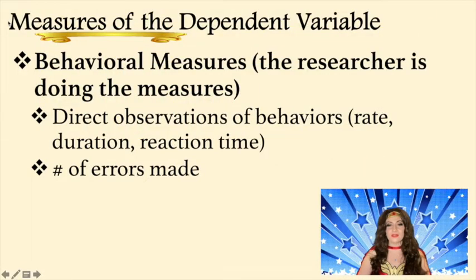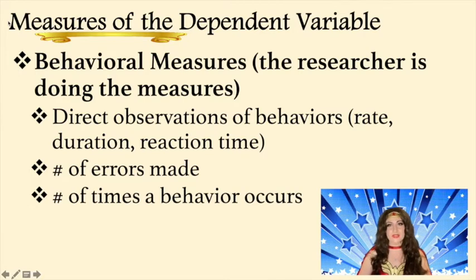Reaction time, the amount of time in minutes or seconds, is going to be that behavioral measure. So you can see how all of these things, because they're quantifiable and measurable by certain devices, are also considered to be more objective than a self-report measure. Other behavioral measures can involve counting the number of errors someone made when completing a certain task, or again, the number of times a specific behavior occurs.